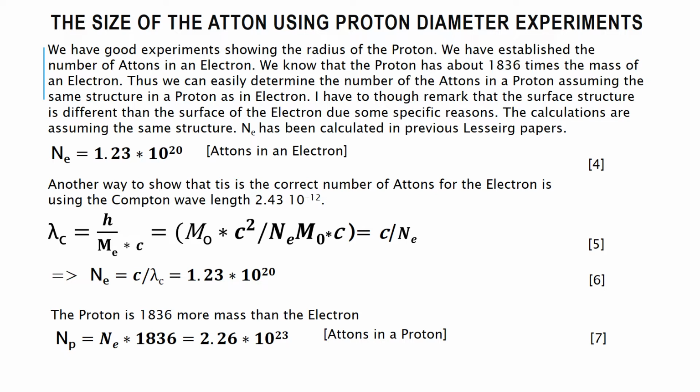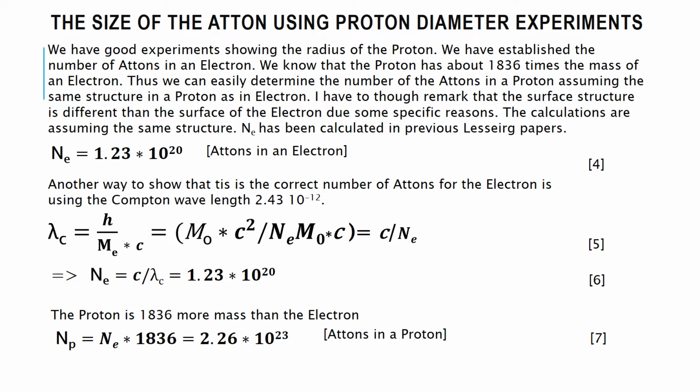And then, of course, the mass of the electron is the number of attons in the electron times the mass m0, again times c. Basically, that reduces the formula to c divided by the attons in the electron. Rearrange it to show the attons in the electron, so that would be c divided by the Compton wavelength, and voila, you get 1.23 times 10 to the power of 20. So here's a second proof that the number of attons in the electron is 1.23 times 10 to the power of 20.